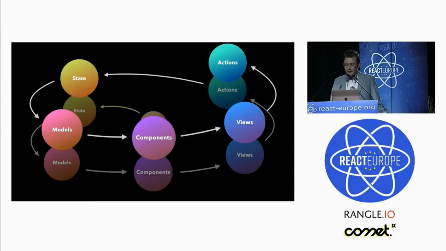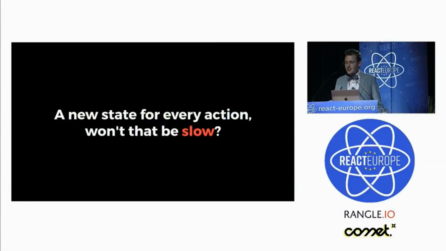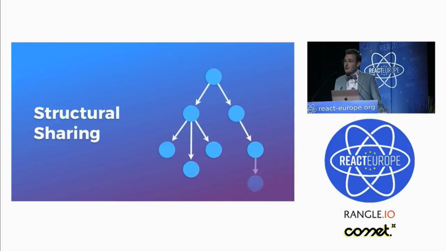And so some of you might be thinking, a new state for every action, that's going to be slow. You said you're going to have to copy things instead of updating things. But it's not actually slow. There's some really cool techniques that we can use to make this really fast. And the most interesting one is called structural sharing. And this is what allows us to maintain both immutability and great performance.